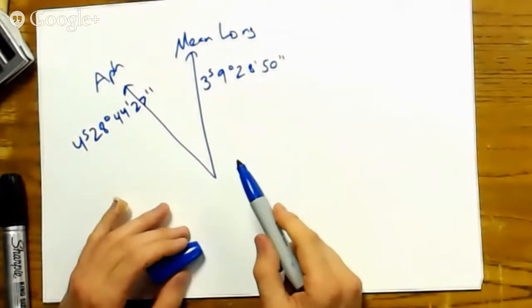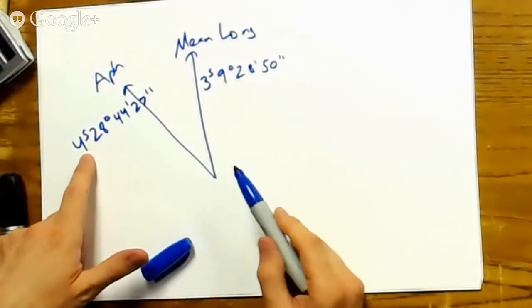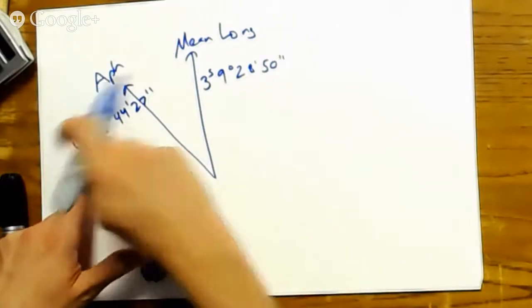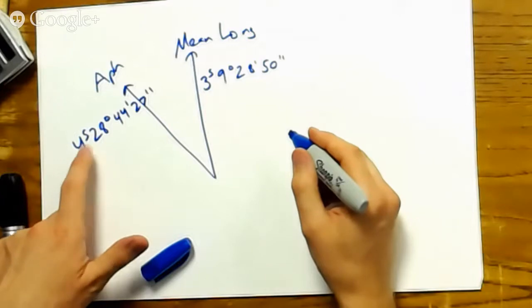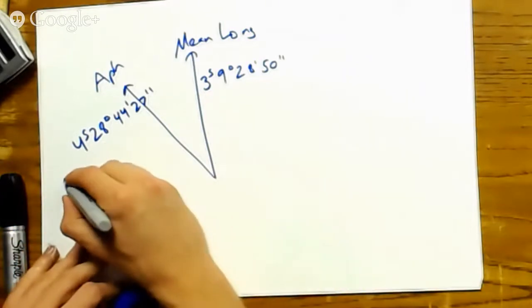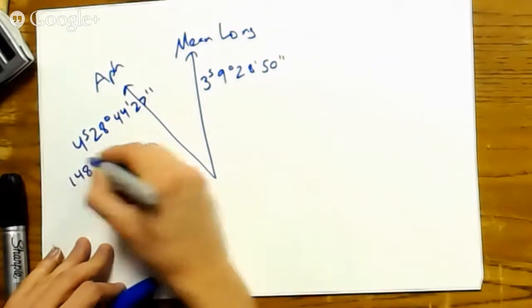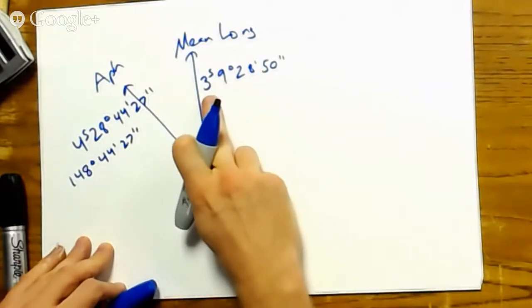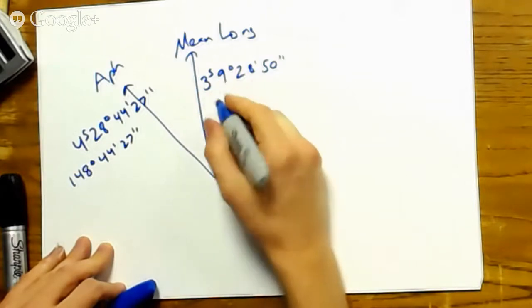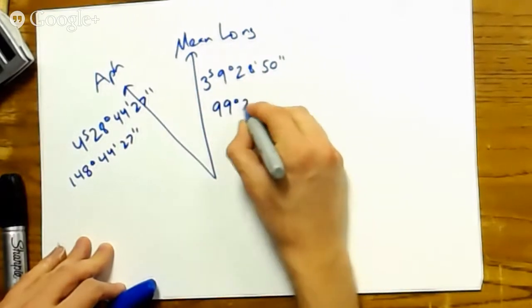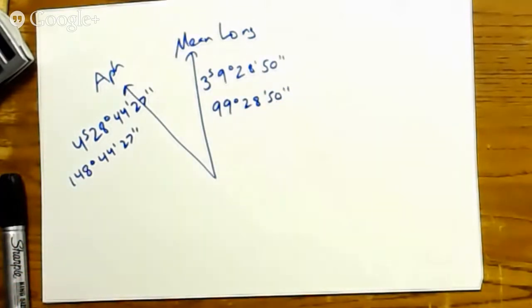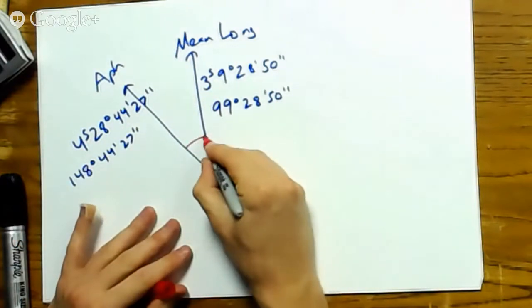So to find the difference between them, each sine is 30 degrees. So 4 sines is 120 degrees plus these 28. So it's like 148 degrees, 44, 27. This, we've got 3 sines, that makes 90 degrees, plus the 9 makes 99 degrees, 28, 50. So the difference between aphelion and longitude, that's what's called an anomaly.